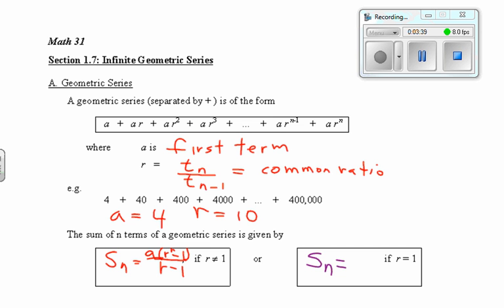Okay, now this only works if r is not equal to 1. If r, what you're multiplying by each time, is equal to 1, then of course we'll be dividing by 0 in the denominator there. So the formula becomes actually very, very simple if r is 1. The sum of n terms if r is 1 is simply n times the first term, na. So in other words, if you had an a value of 5, and your sum had 3 terms, 5 plus 5 plus 5, the sum would be 3 times 5. Very simple. Okay. Moving on.